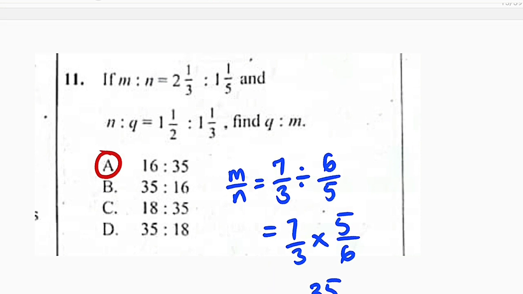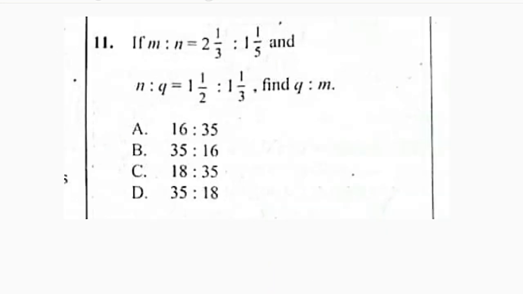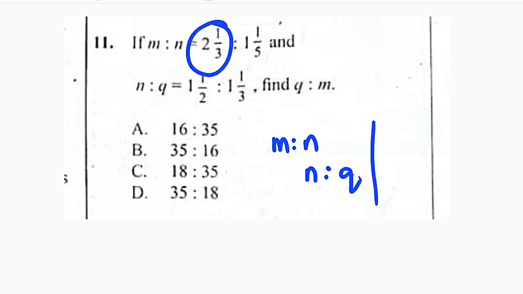Well, let me show you the simplest way to do that. You see we have M to N, and we are equally given N to Q. So I can bring my N here, then Q here. Now let us substitute the values. For M, we have 3 times 2, 6 plus 1, 7. We have 7 divided by 3 to what? N, and N is 5 times 1 plus 1 is 6 divided by 5.